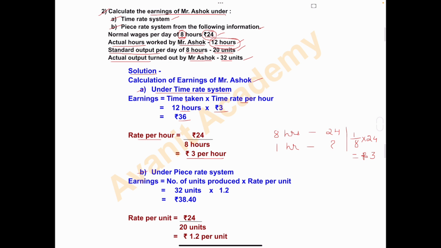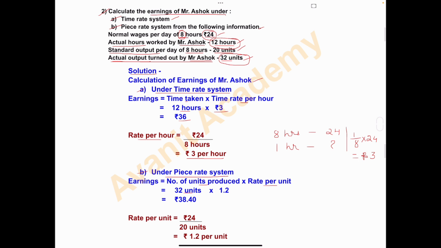Point B, under piece rate system. Piece rate system formula is earnings is equal to number of units produced into rate per unit. Number of units produced. So Mr. Ashok has produced how many units? The last point, actual output turned out by Mr. Ashok is 32 units. Here, 32 units into rate per unit. Rate per unit, this one we have to calculate.